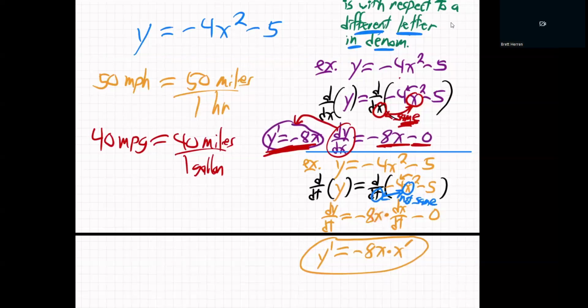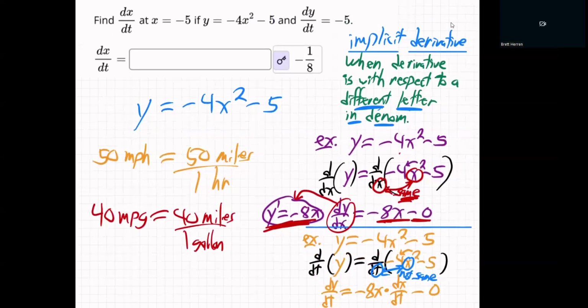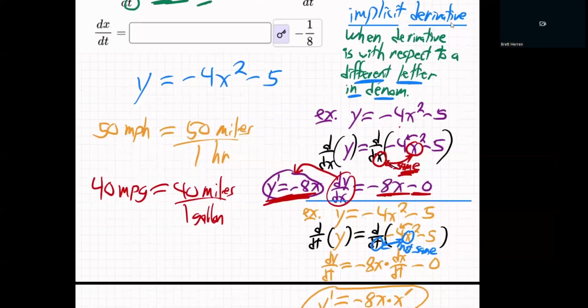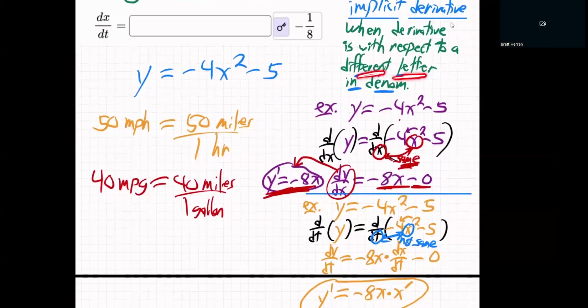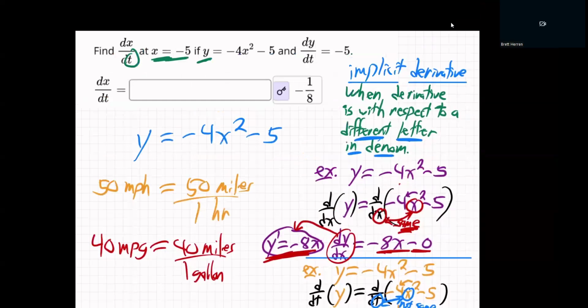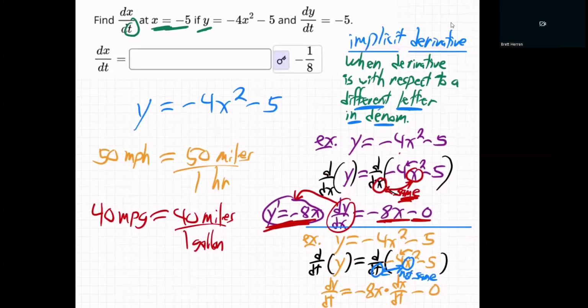Just like back in that chapter, remember how we always treated y, we'd always go minus 8y, y prime. Now we're doing that with x and y in this chapter. Why? Because everything's going to be with respect to time. So x is a function of time. Y is a function of time. So all of our derivatives in this chapter are with respect to a different letter in the denominator. When you do that, that requires an implicit derivative.